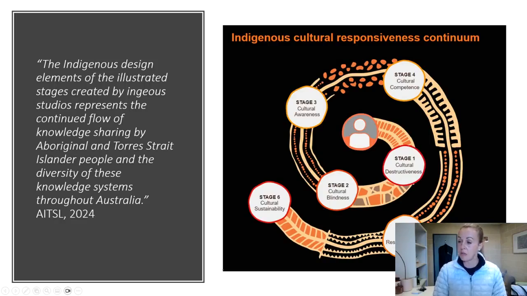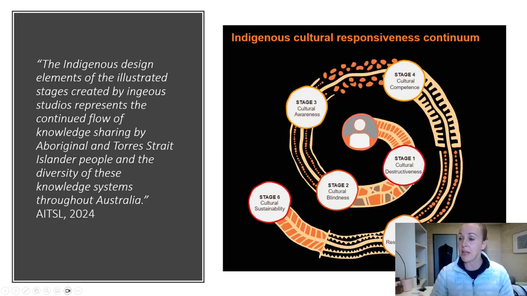So there is an online tool, if you're an educator here in Australia, that you can use to assess what stage you think you're at. And how you can build that cultural responsiveness for your culturally and linguistically diverse students in your class that come from Aboriginal and Torres Strait Islander backgrounds.